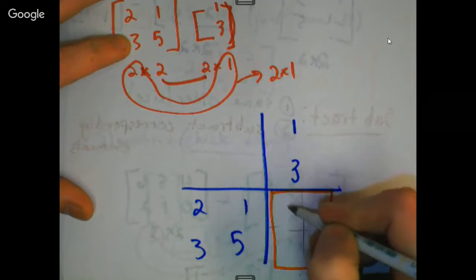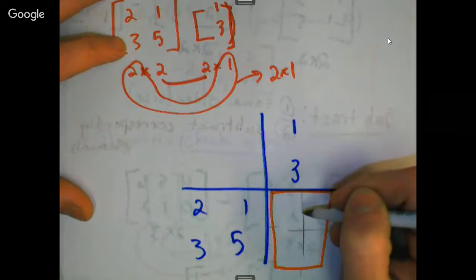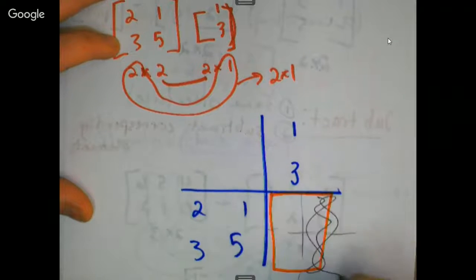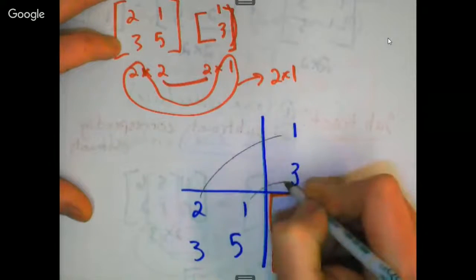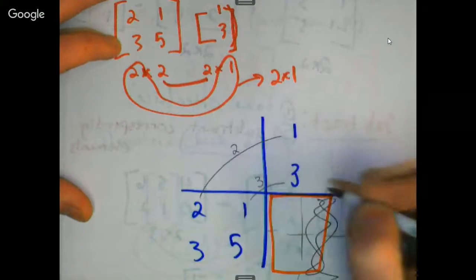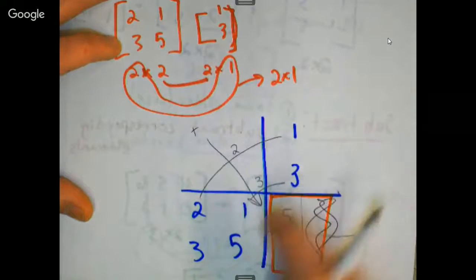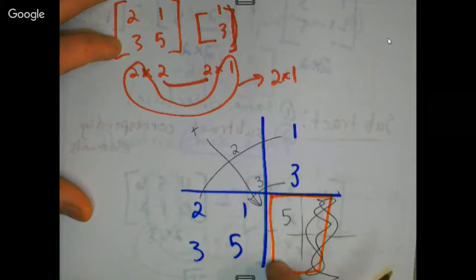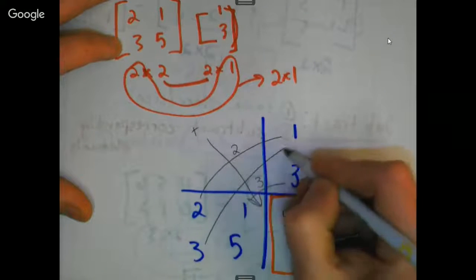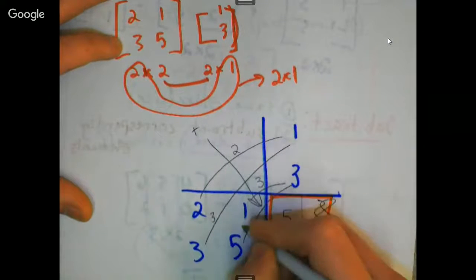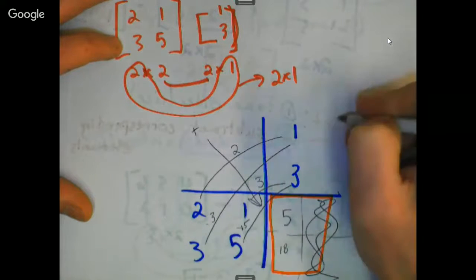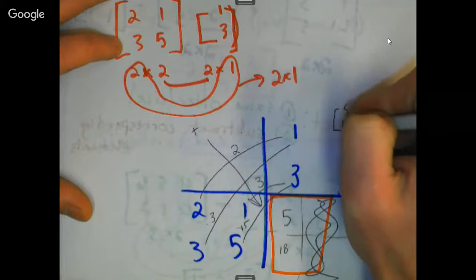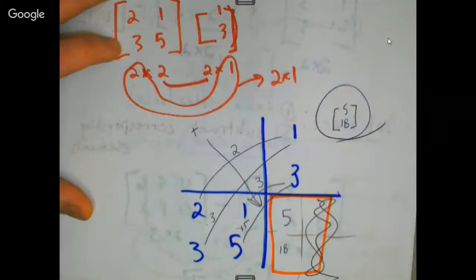To get this element, we want this row and this column. 2 by 1. So this row and this column. So we're going to take these two numbers and these two numbers and multiply them. So we get 2 and 3, and then we add in this direction. So that makes 5. When we come down here, we'll do this row and this column. So I'll take, that's 3, that's 15, and we will add those two together to get 18. So my new matrix will be a 5, 18 matrix.